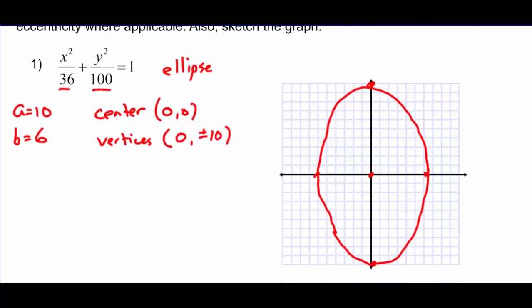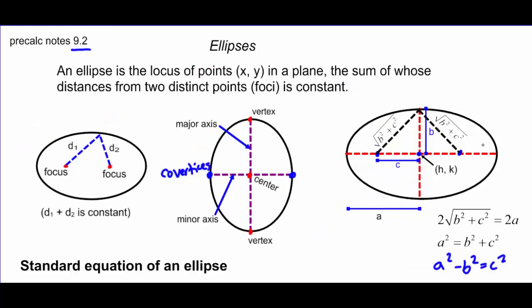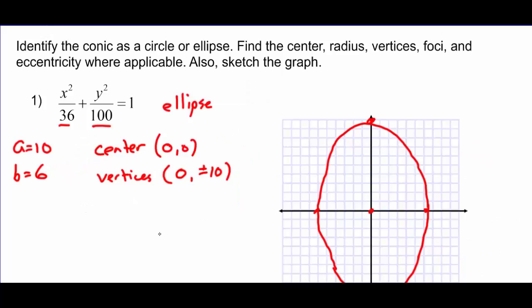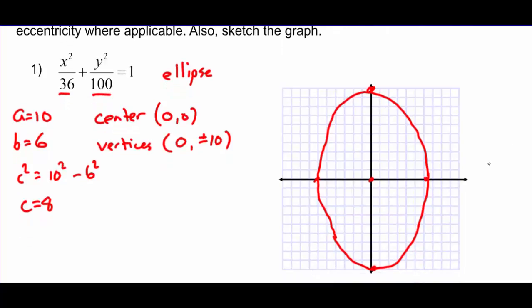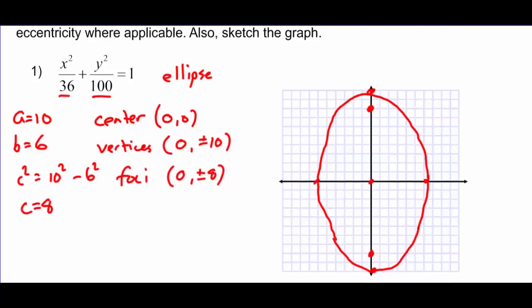In order to find the foci, I need to find c. And remember, I'm going to jump back a slide just to remind you, we have to use that alternate version of the Pythagorean theorem. So it's a squared equals b squared plus c squared, or you could just do c squared is a squared minus b squared. So that's 100 minus 36, which is 64. That's convenient. c is 8. One other thing about the foci that it wouldn't hurt to highlight is that the foci are always going to be on the major axis. So I know the foci are at 0, plus or minus 8.